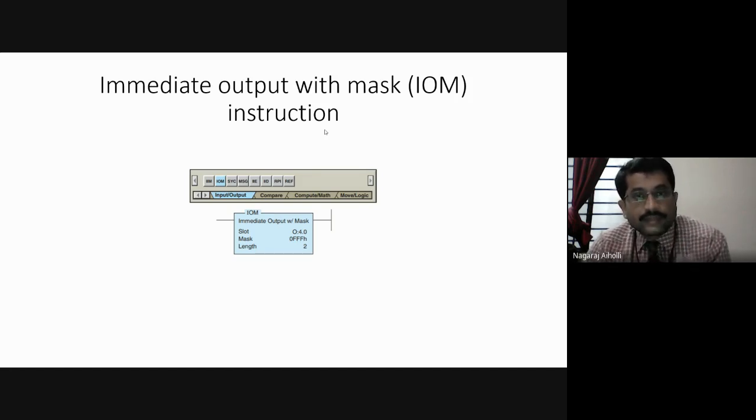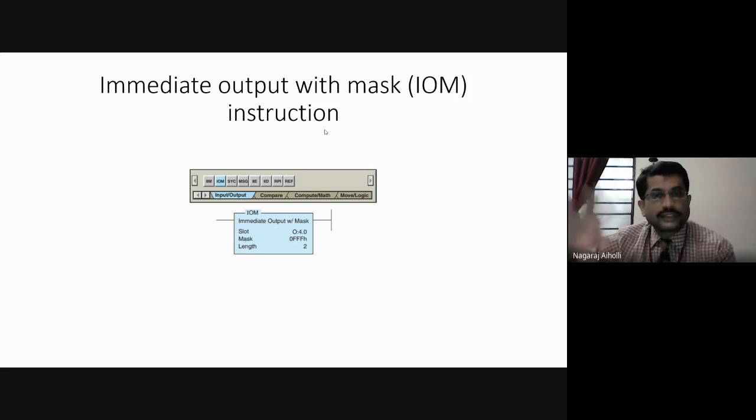In the immediate output with mask instruction, what is happening? The data from the output table file will be copied to the status of the output device, or it will be sent to the field device, right? This is what we call immediate output with mask. Here it is not only copying, but it is with the mask. We are clearing a few of the bits and we are retaining the remaining bits as they are. This is the immediate output with mask instruction.